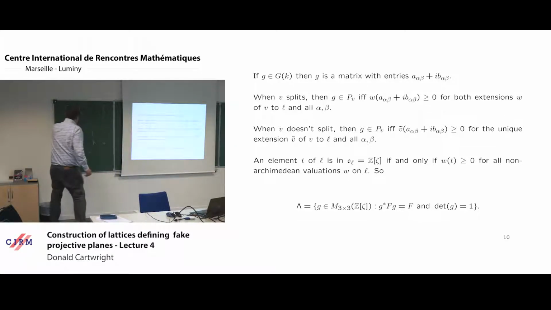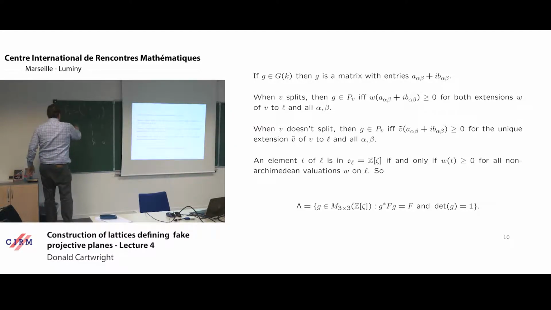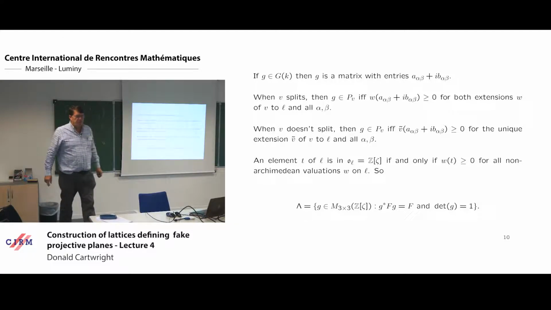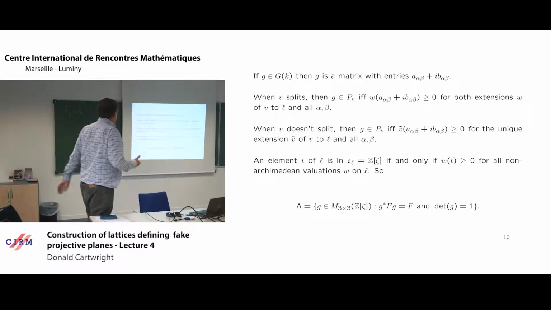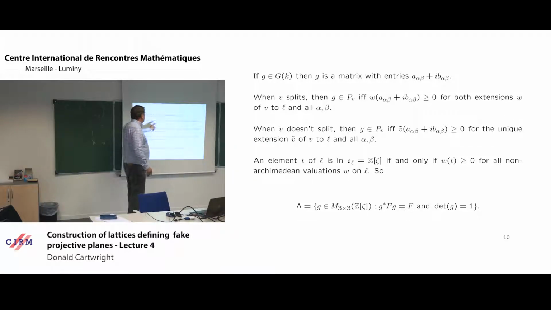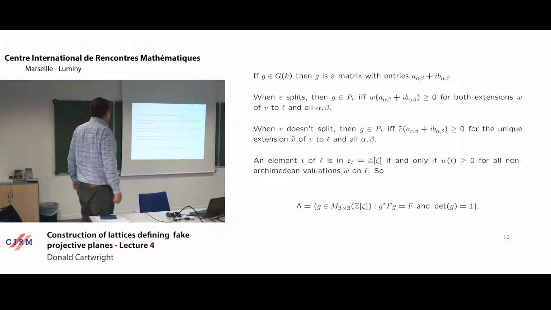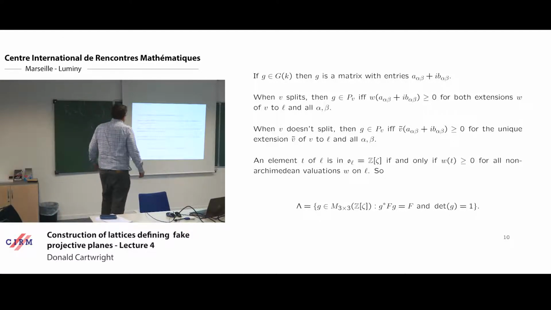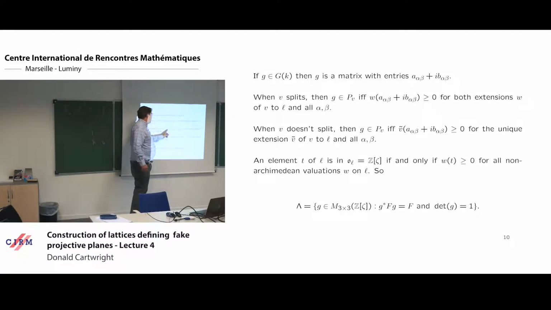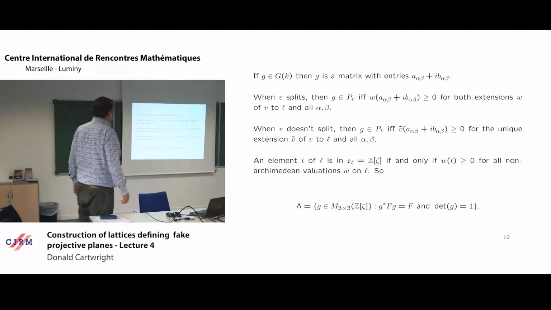So in the split case, there are two places of L above V, and if you work out what it means for G sub V to be in PV, what you need is that for both places, the entries have non-negative valuation. In the case when V doesn't split, G sub V is in PV if and only if at the one place you have over V, you get non-negative valuation for every entry.